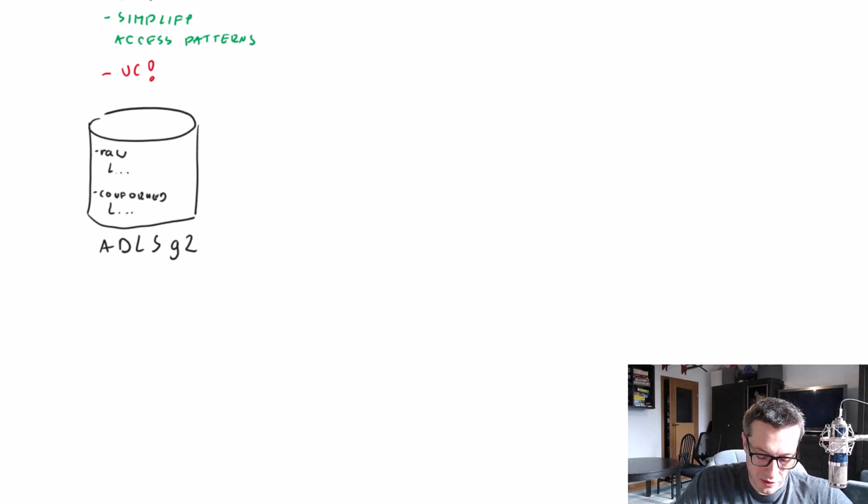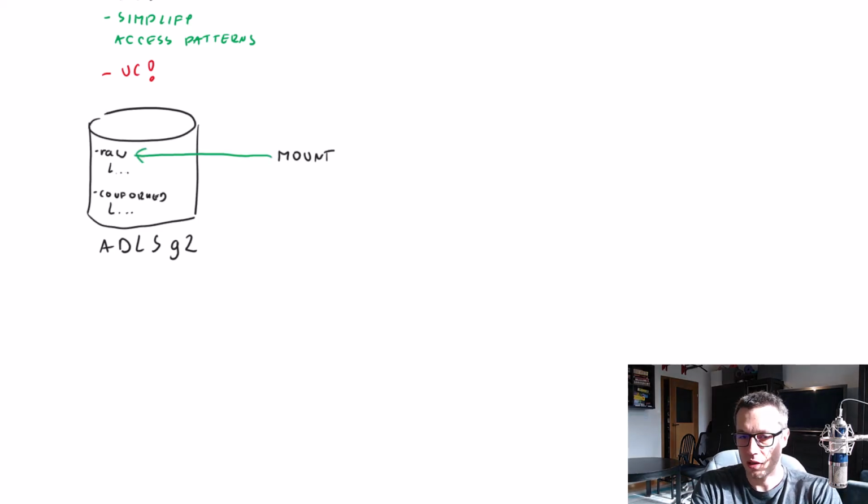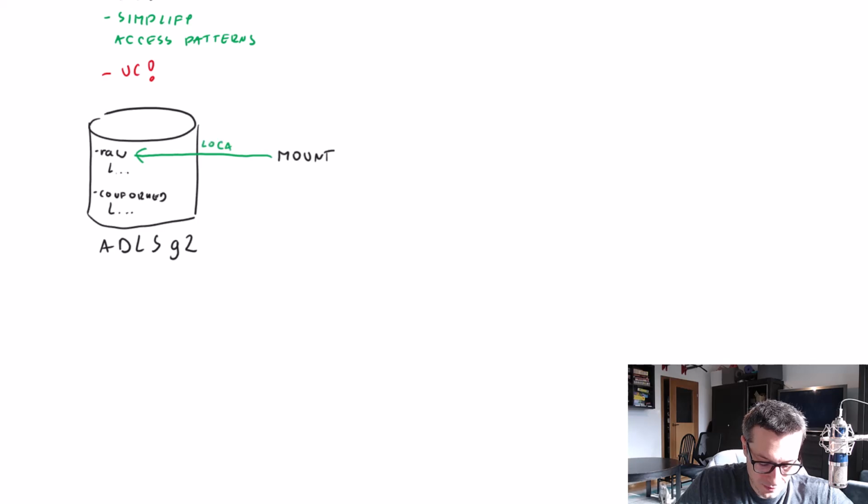And now, when we are creating a mount point, we'll have to provide basically three things. So first of all, we've got to provide a location to which this specific mount point points. In my case, I'll create it so that my mount point will point to a raw container on my data lake. So location of data. That's the first thing we will have to provide inside our mount point.